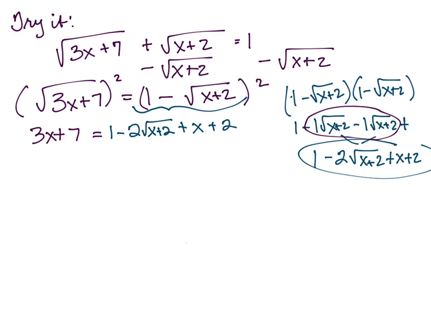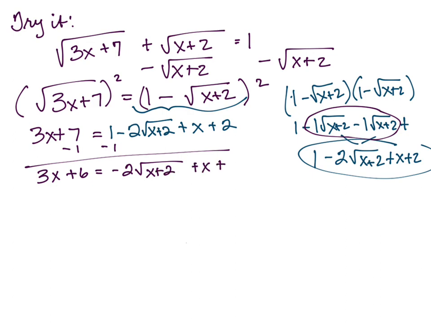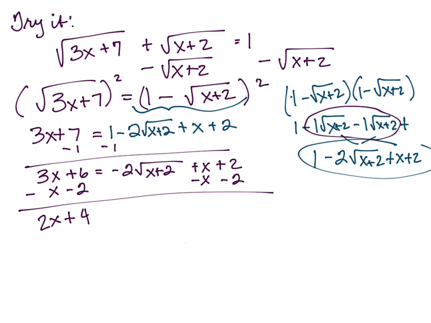Isolate the radical. So maybe subtract that 1 right there that's in the front. 3x plus 6 equal to the negative 2 square root x plus 2 plus x plus 2 minus x minus 2. Get both of those over yonder. I don't know if they say yonder in the real world. 3x minus x makes how much? 2x plus 6 minus 2, 4, equal to negative 2 square root x plus 2. Okay, now what?